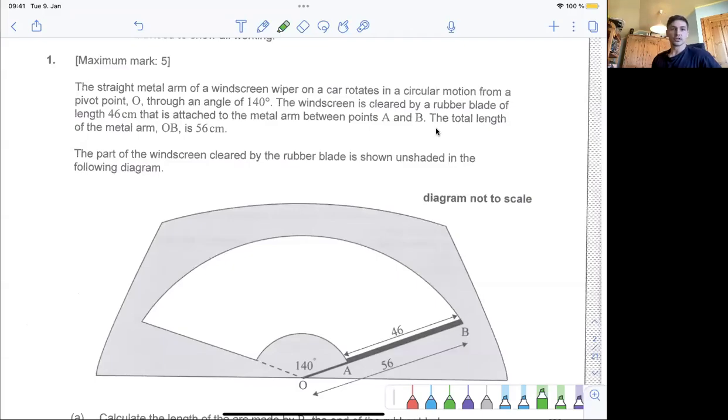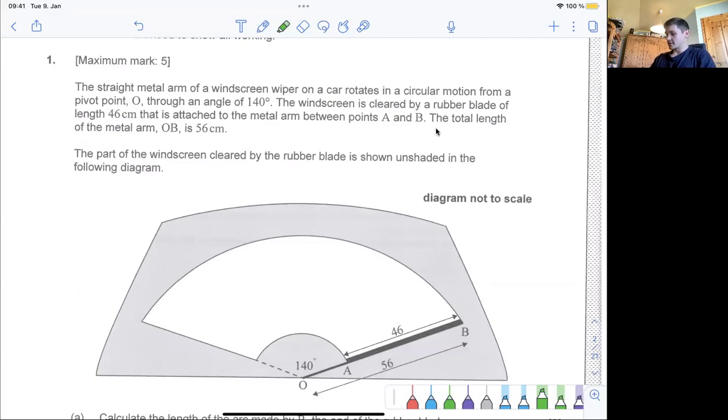Question 1. The straight metal arm of a windscreen wiper on a car rotates in a circular motion from a pivot point O through an angle of 140 degrees. The windscreen is cleared by a rubber blade of length 46 centimeters that is attached to the metal arm between points A and B. The total length of the metal arm OB is 56 centimeters. The part of the windscreen cleared by the rubber blade is shown unshaded in the following diagram.